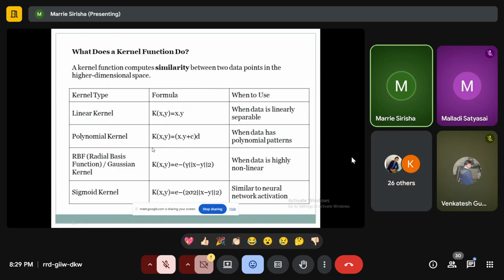Second one. And third one, what is that? Radial basis function, or you can say Gaussian kernel. When can we use that? When the data is highly nonlinear. That means that it is not linear.